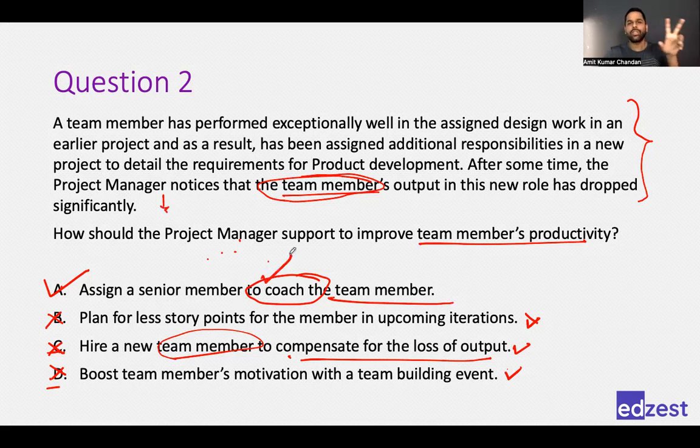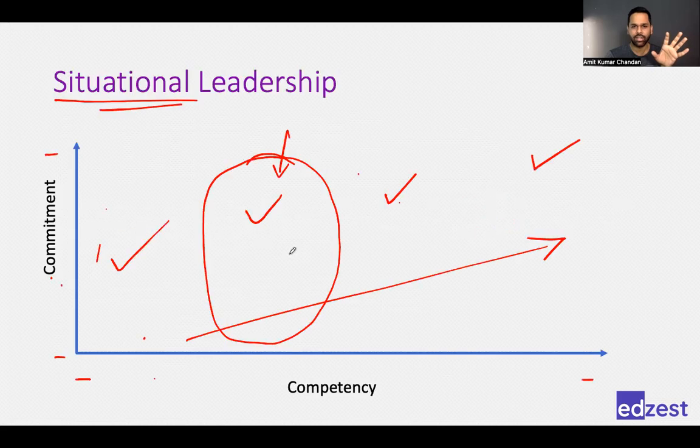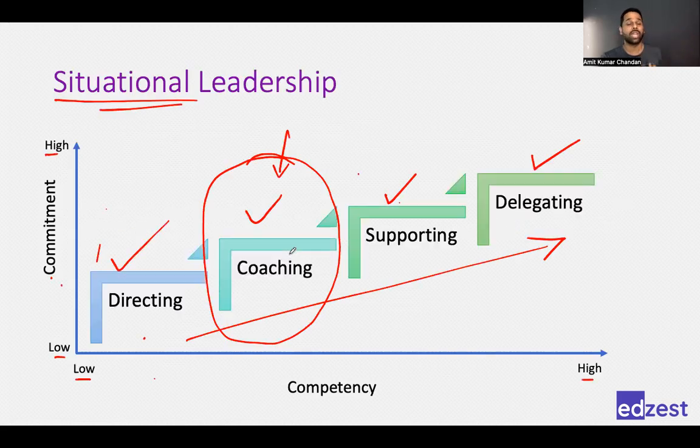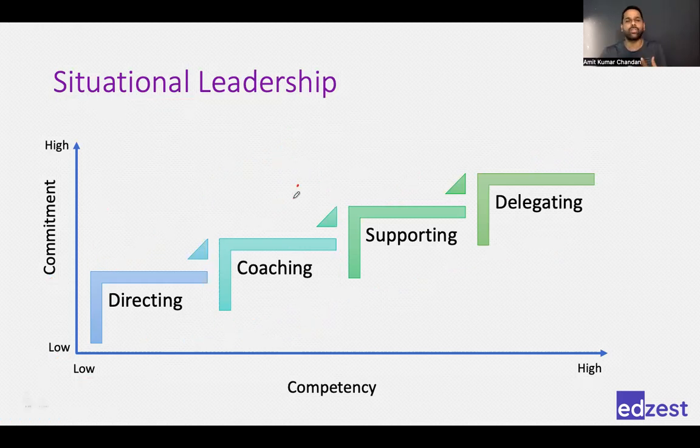Right? This is how we use all those models that we have studied. Okay, you don't have to remember the steps. Okay, but you can apply it if you understand it well. Right? That's why we focus on understanding the models. Why are we studying it and the application of model rather than saying that at the first step it is directing, then coaching, then supporting, then delegating. It will be very difficult to apply it in the question. Okay, but if you understand the application of these models, it will be easier for you to eliminate the choices. Okay.